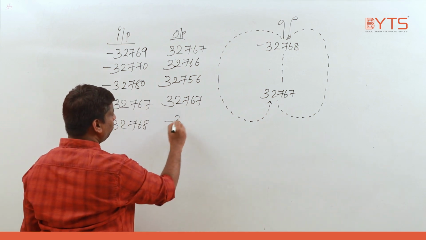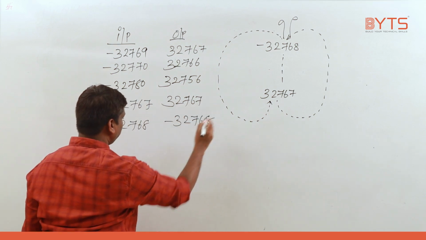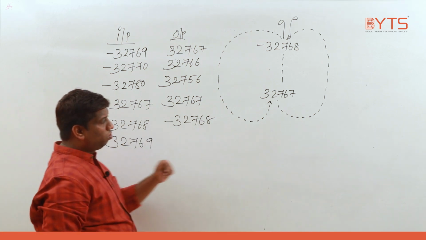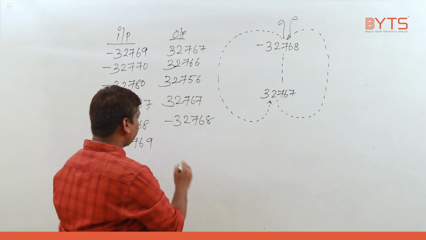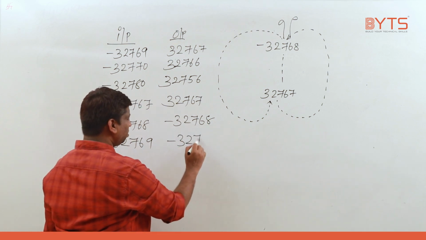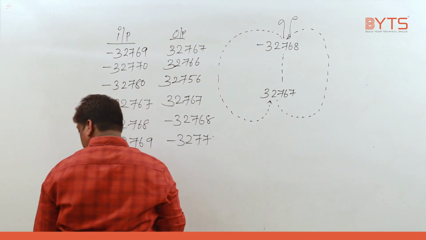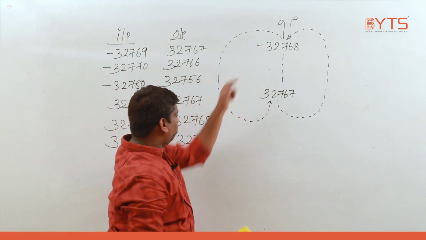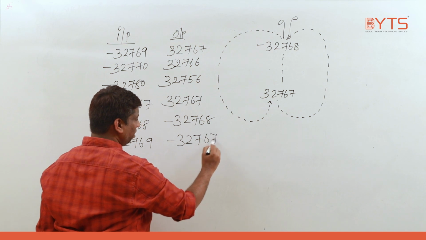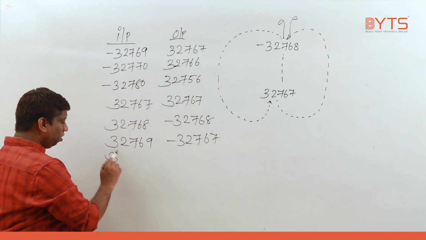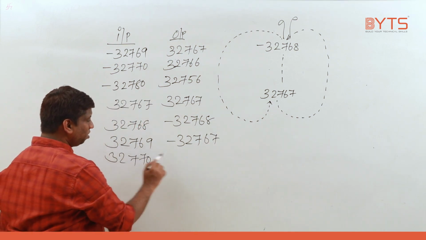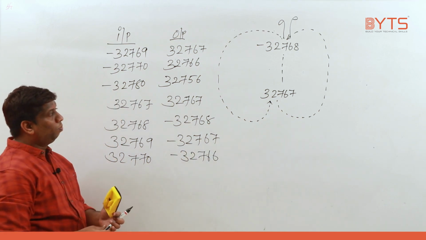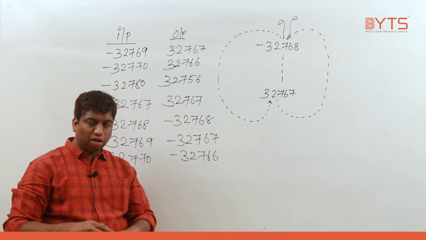What will be the value? Minus 32768. If you give 32769, 32769 is also not within the range. That is the reason what we will get? Minus 32767. Sorry, 32768 you need to come down, so it will be 67. For example, if you give 32770, what is the answer? Minus 32766. So better take the notes. It's a good practice always.